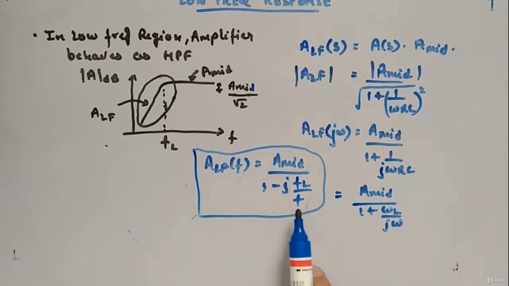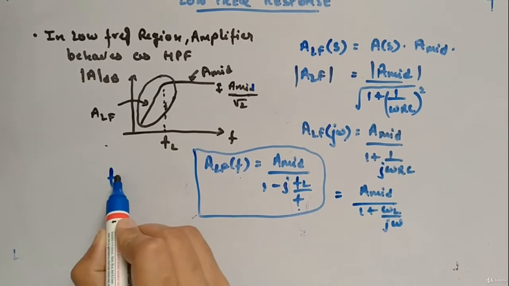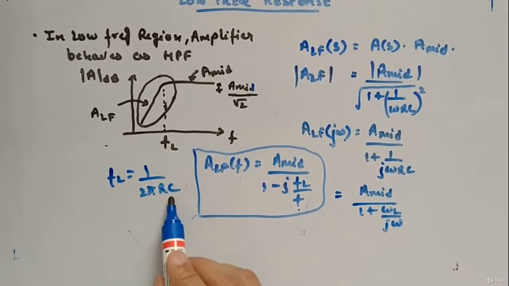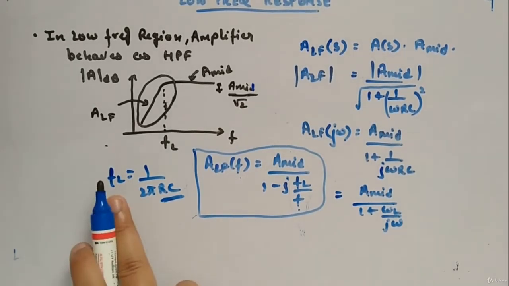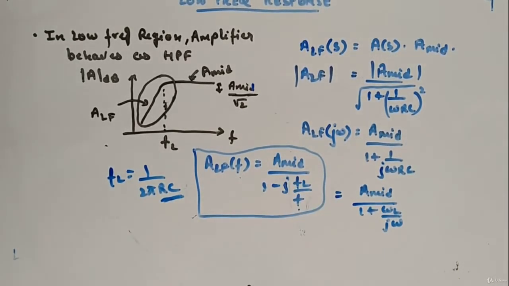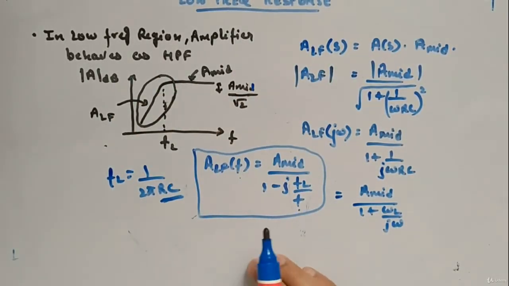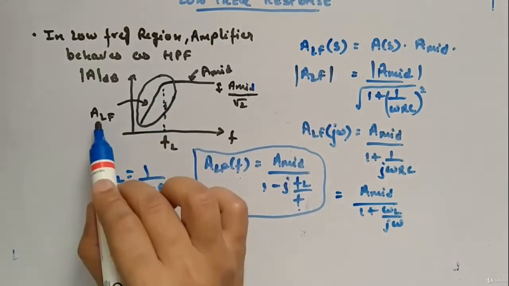So it is dependent upon this f, and fl will be constant. Fl will be equal to 1 by 2 pi RC. We will calculate how to see that C and R, and how to calculate fl in our transistor case. But this will be the low frequency response of our transistor amplifier in the low frequency region.